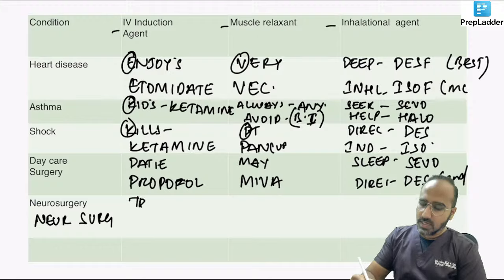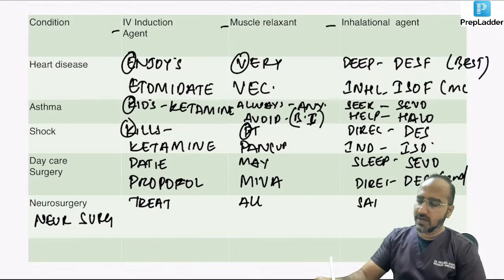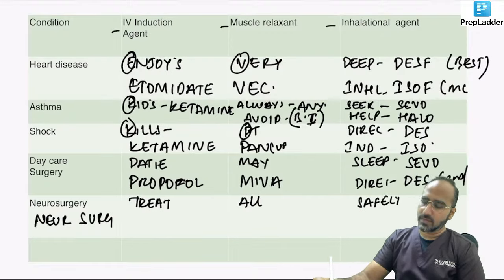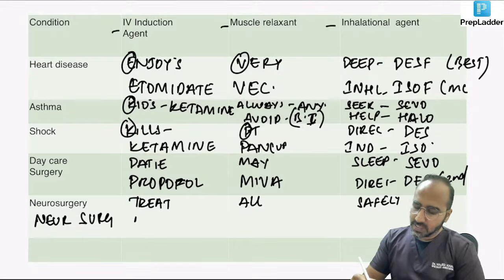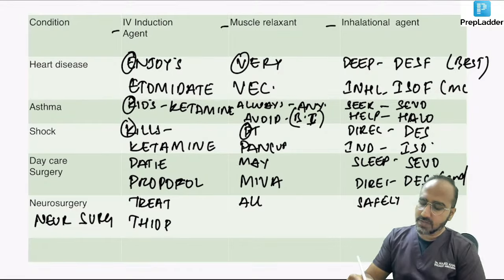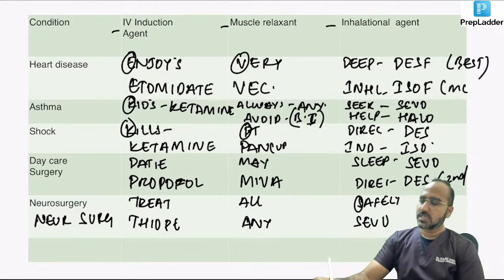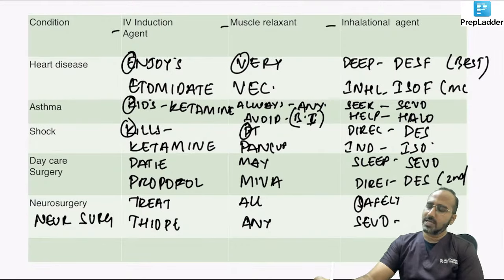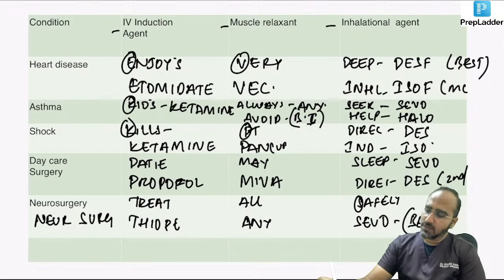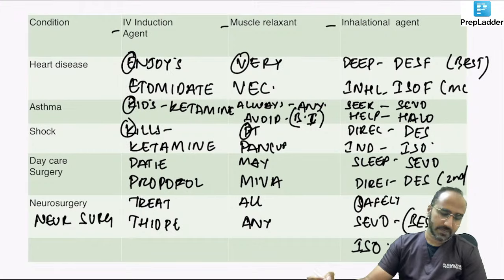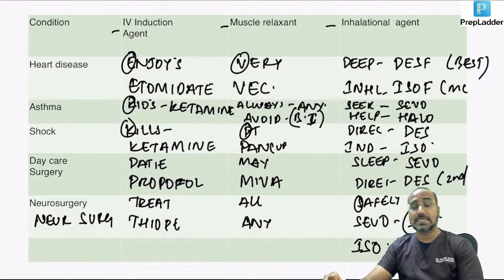Neurosurgeons treat all safely. Okay? Treat all safely means what? The IV induction agent of choice is thiopentone. Muscle relaxant, any muscle relaxant could be given, and safely S stands for what, guys? Sevoflurane. Okay? Sevoflurane is the best inhalational agent for neurosurgery. Apart from Sevo, you can also use isoflurane. Okay, guys, this slide is very, very important.